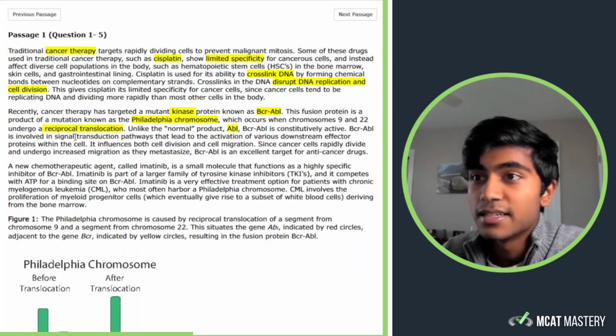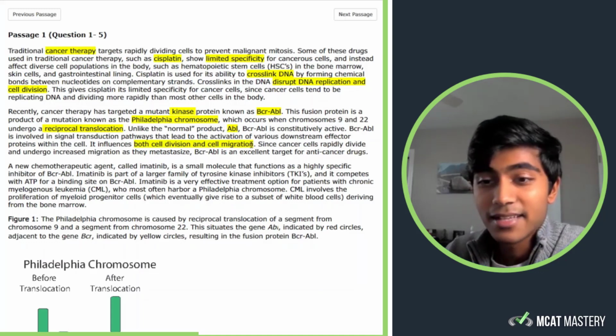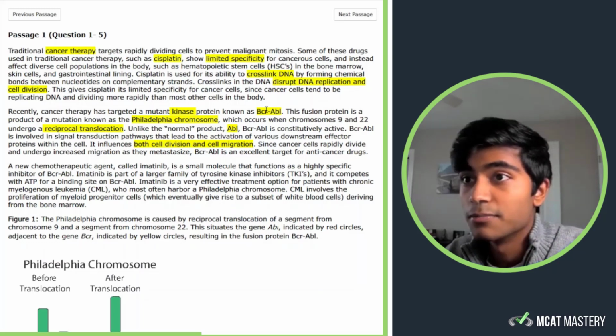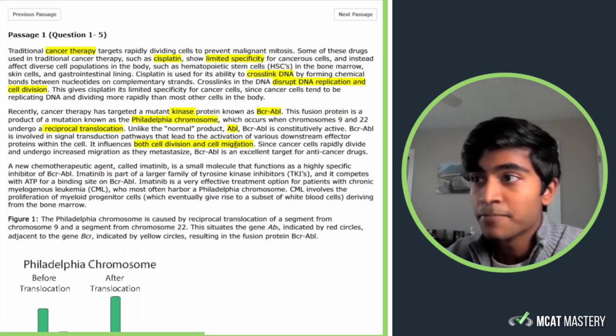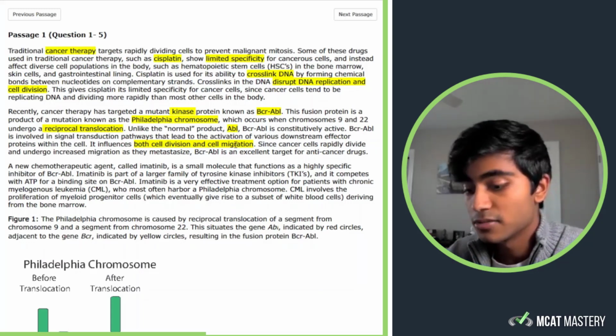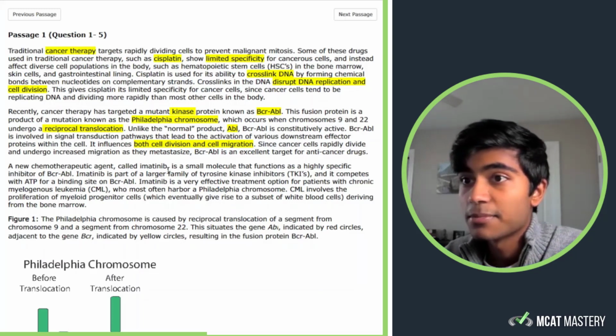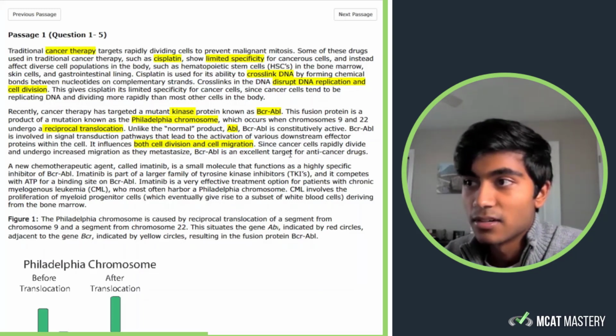BCR-ABL is involved in signal transduction pathways that lead to the activation of various downstream effector proteins. It influences both cell division and cell migration. I see those terms and I think, this is excellent. This is exactly what makes sense, because this is a product that will be targeted by cancer therapy. And if it influences both these things, that means it has a strong role in cancer. So it makes sense with our mental model so far. Since cancer cells rapidly divide, BCR-ABL is an excellent target, like we said.